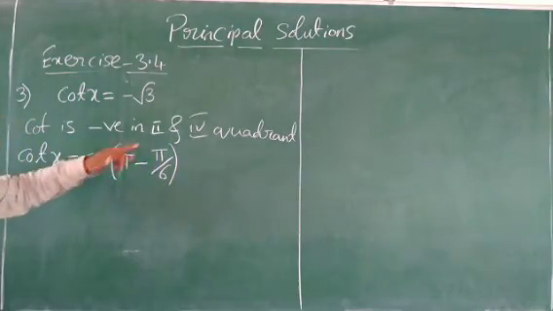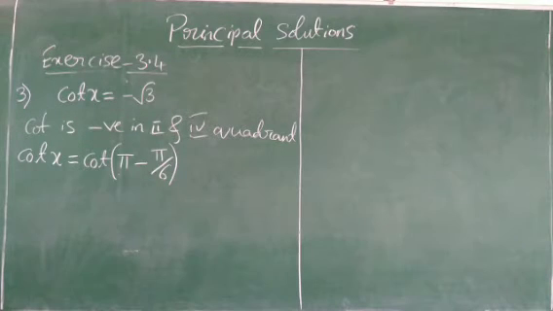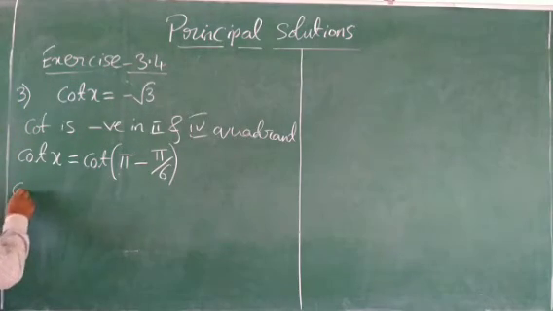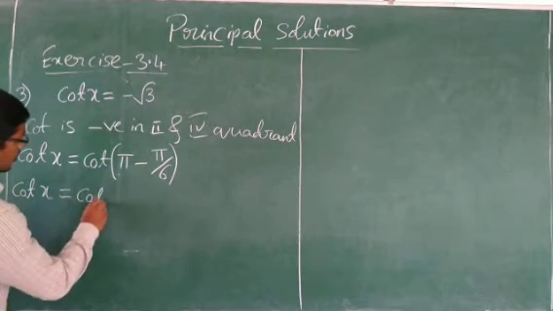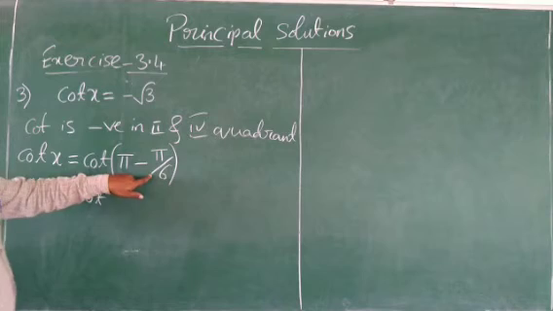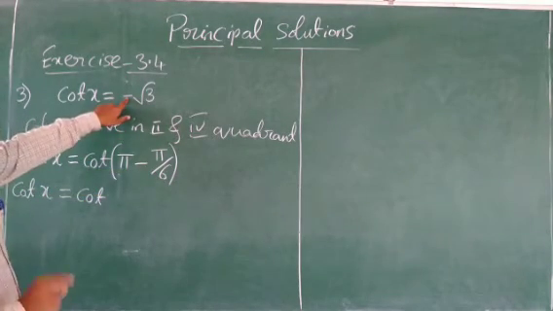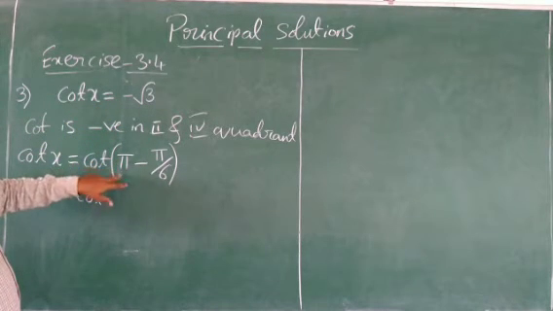Tan pi by 6 is 1 by root 3. So cot will be the reciprocal. 1 by root 3 will become root 3 by 1, which becomes root 3. So cot x is equal to cot of, now this is in the second quadrant. If you see, this is in the second quadrant, you know it is negative.